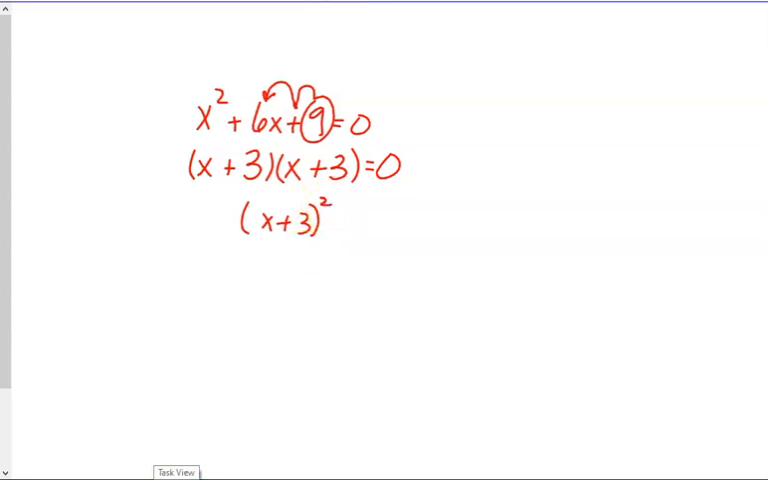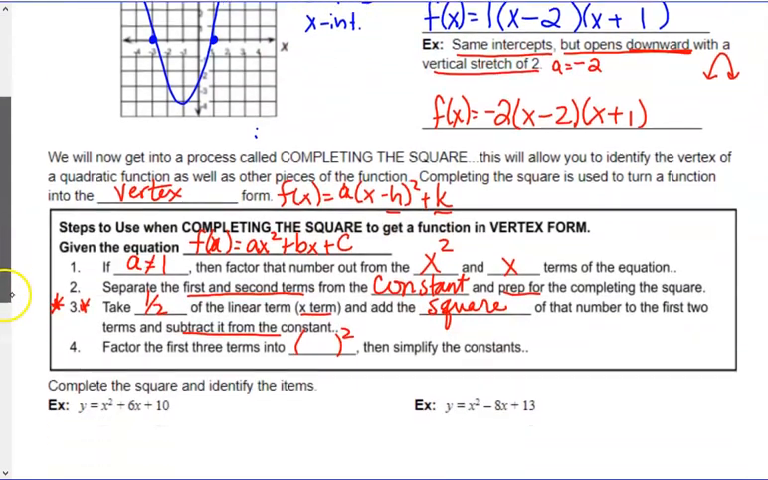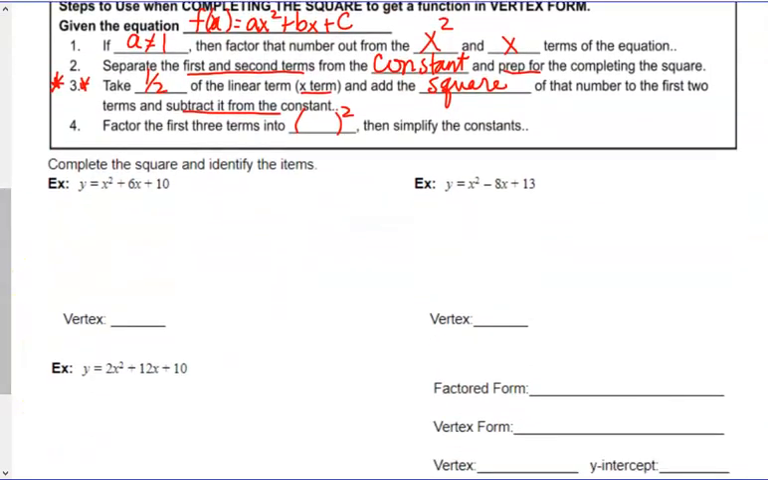So what we are going to force with completing the square is that we guarantee a trinomial that I can factor into a quantity squared. So not all the time does that happen, but we can do that to get the form that we want. So here we go. Let's do it on these two. We have complete the square and identify the vertex. So in this first one, we just need to identify the vertex, okay?